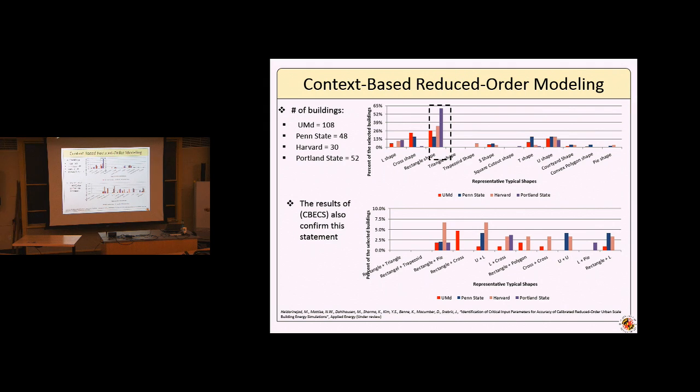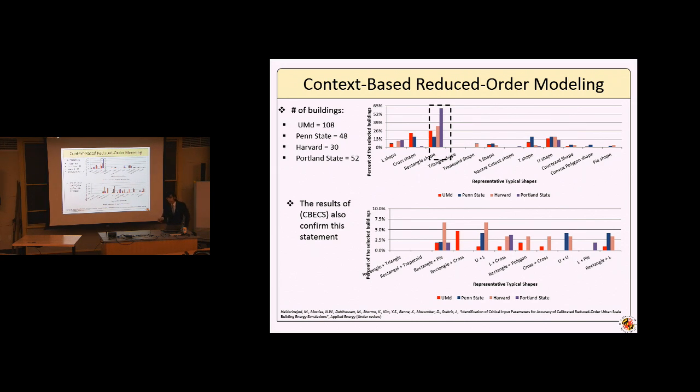One of the interesting things is that more than 80% of the buildings in these four campuses could be represented with these typical shapes. The other thing that is more interesting, if I'm looking at the rectangle shape here, Harvard University and Portland, because they are located more in the city centers, they have more rectangle shapes. It's the same thing when we looked at the Commercial Buildings Energy Consumption Survey at the nationwide level. So we do see the same thing in the cities: more typical shapes, especially rectangle shapes. One could ask what happens with the remaining 20% of the buildings. I would say we could use a combination of the shapes to create those buildings.